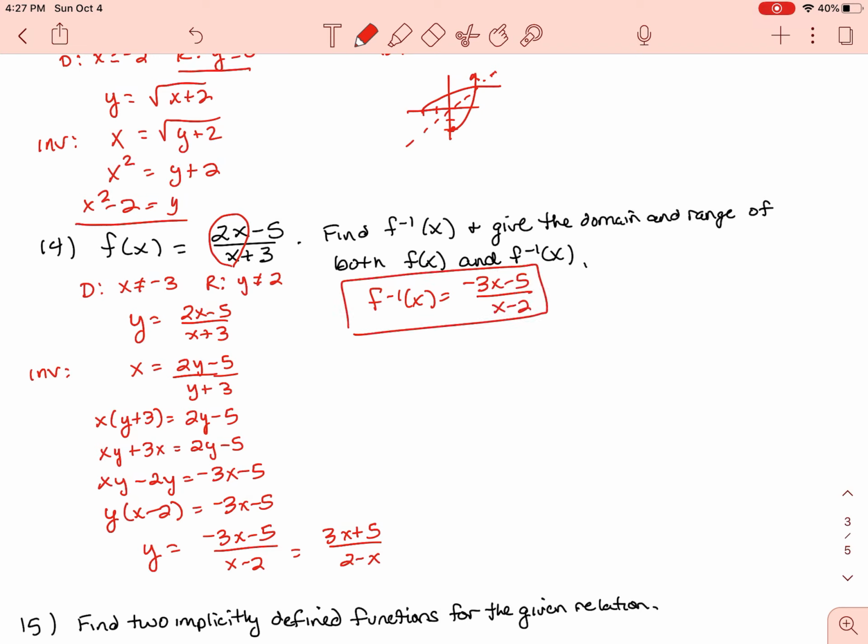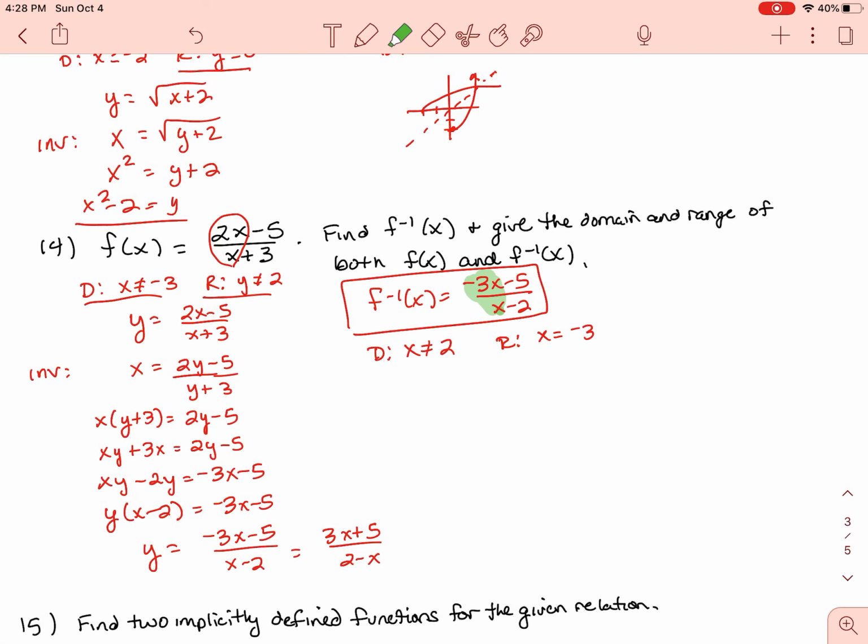All right, now what's the domain? Well, the domain, again, is what the range of the original function was, and so that's going to be x cannot equal 2. The range will be what the domain of the original one was, and that's going to be y cannot equal negative 3. And as you can see, we've got that negative 3x over x, and again, that would be negative 3, and that's where that horizontal asymptote is, and that's what we get for the range.